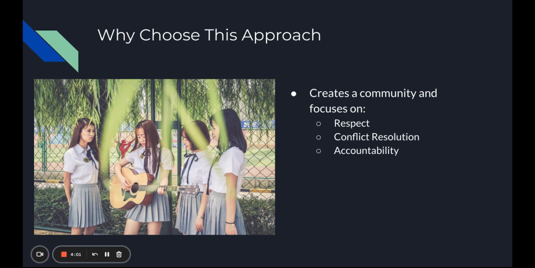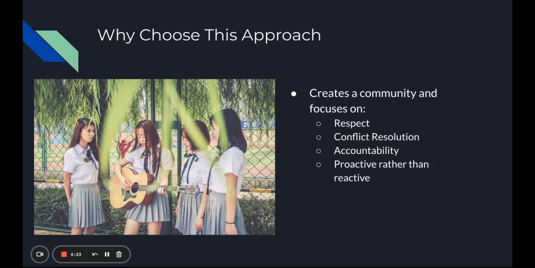It also focuses heavily on accountability. When students make choices that are intentional, those choices affect others within the classroom, whether that be their classmates, you as their teacher, or even their parents at home. How do their choices at school affect those around them?